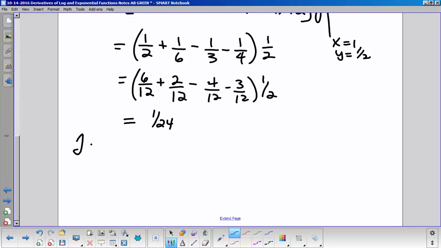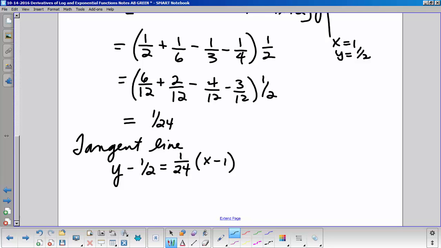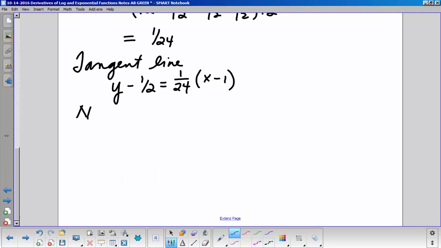So the tangent line is y minus 1/2 equals 1 over 24 times x minus 1. Good. And the normal would be y minus 1/2 equals negative 24 times x minus 1.